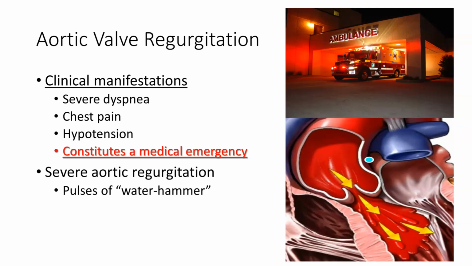So that leads us to aortic valve insufficiency, aortic valve regurgitation: severe dyspnea, chest pain, hypotension. This is a medical emergency. If somebody is telling you that they have this water hammer pulse, this really wide bounding pulse with hypotension, severe dyspnea, that we can't maintain their SpO2 on a 100% non-rebreather, and they're complaining of chest pain 10 out of 10, it's a medical emergency.